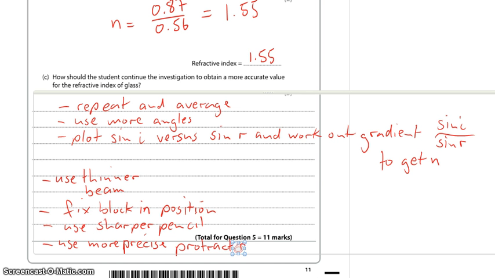Okay, if you're particularly clever, you might want to plot sine i versus sine r, because if you divide one by the other, sine i over sine r, which is the gradient, is the refractive index. And then sensible practical things you can do: you can use a thinner beam for your light. You can fix the glass block in position. You can use a sharper pencil, and you can use a more precise protractor.